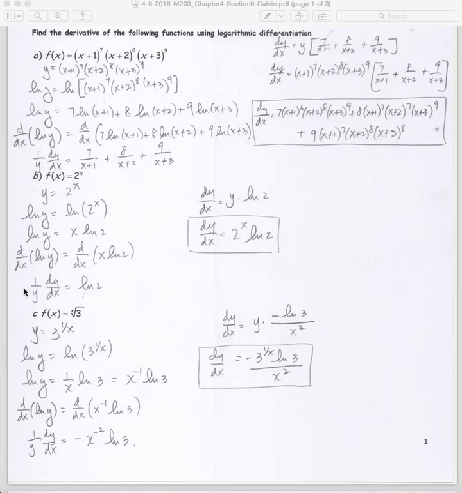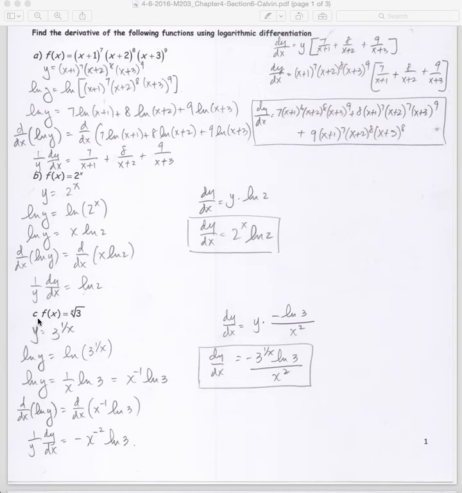So again, I have the funky left, so I'm going to multiply both sides by y. So now I have dy dx is equal to y times the natural log of 2. Now that I know what y is, which is 2 to the x, I just substitute for it. So dy dx is equal to 2 to the x times the natural log of 2.